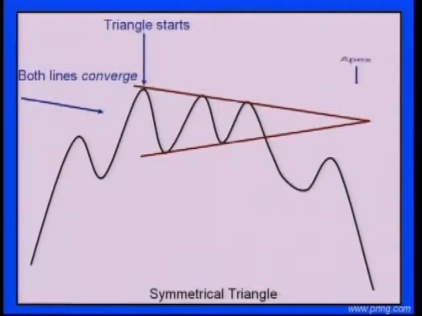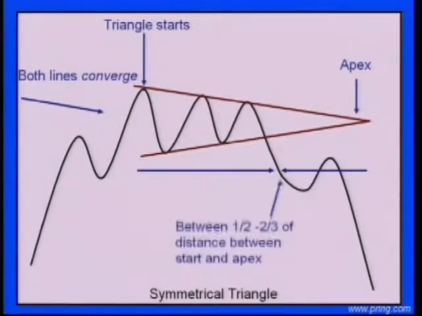So that's where the triangle starts, and the apex is theoretically where it finishes. And the classic text would have us believe that if the breakout takes place between 1/2 and 2/3 of the distance between the start of the triangle and the apex, you tend to get a better and more reliable breakout.